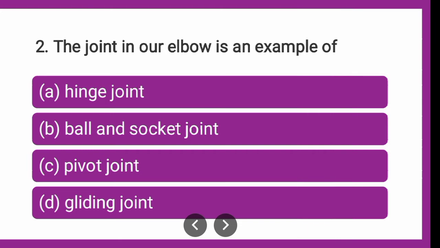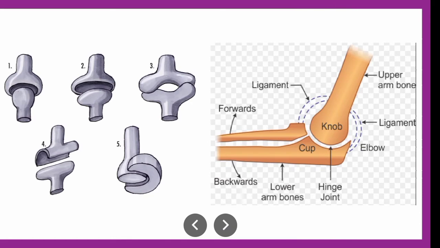Now, here the type of joint in the elbow is nothing but a hinge joint. Now, why is it a hinge joint? To understand the hinge joint in the simplest way, you can imagine our door. When we open that door, open and close, open and close, it is an open and close movement.